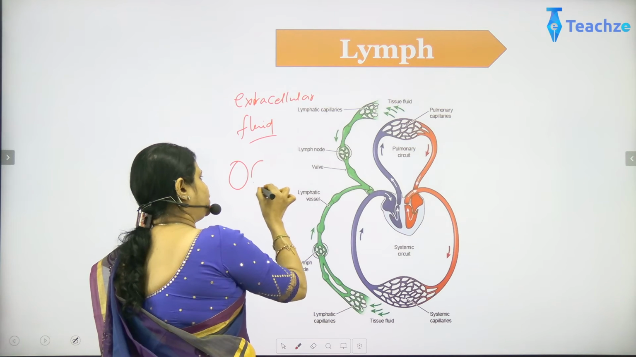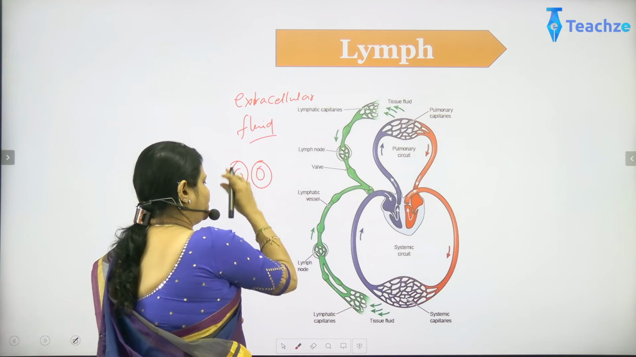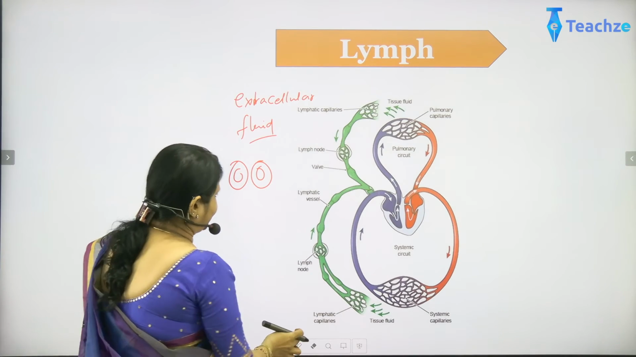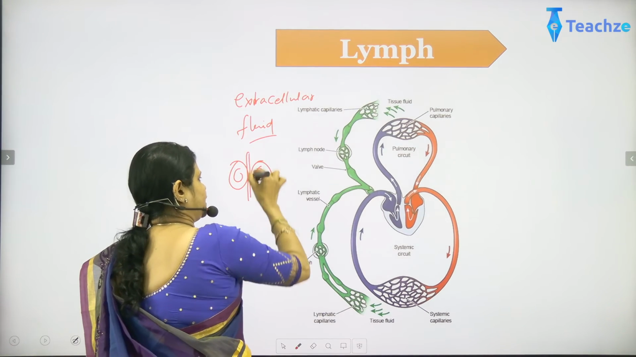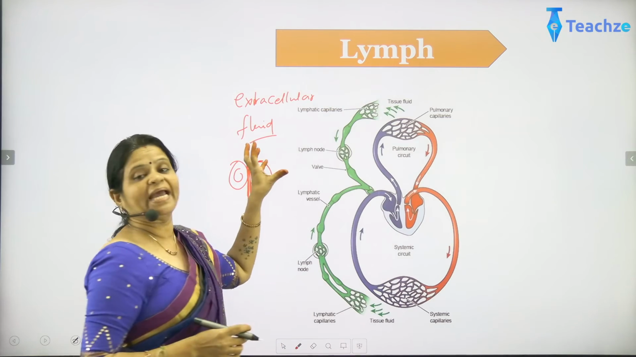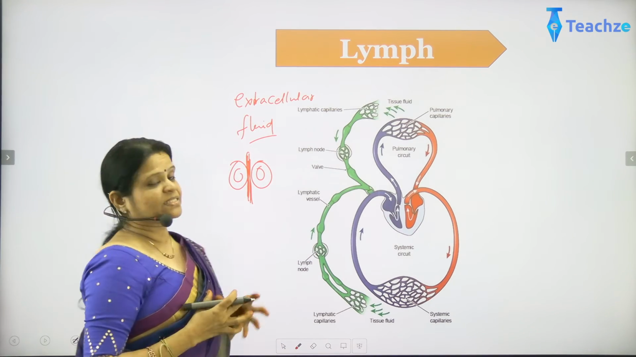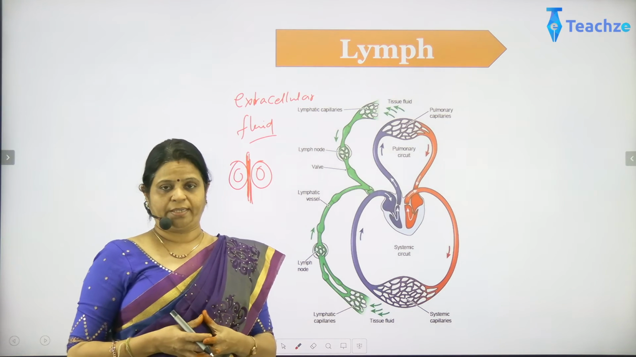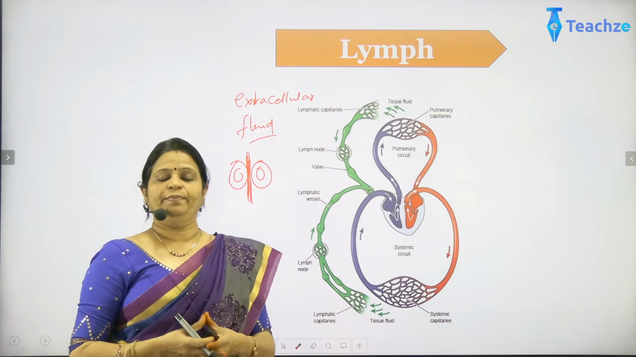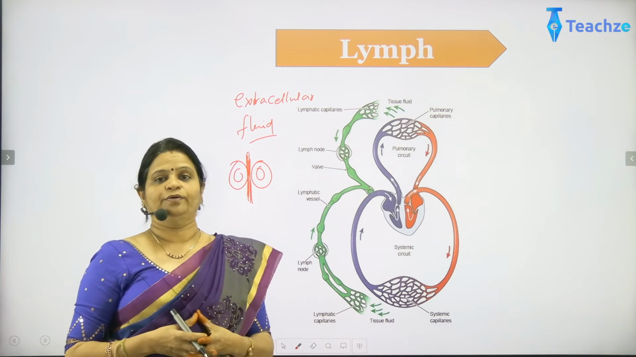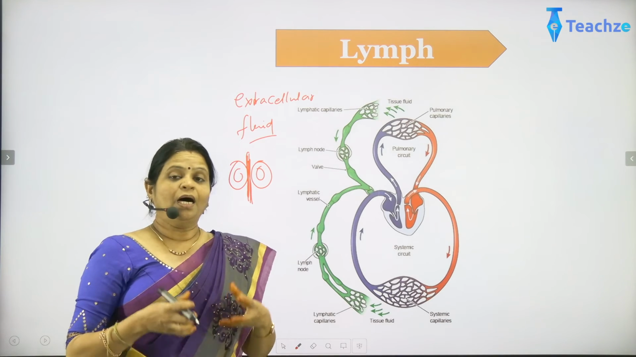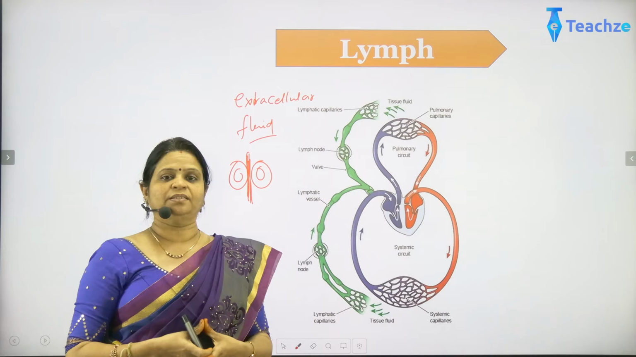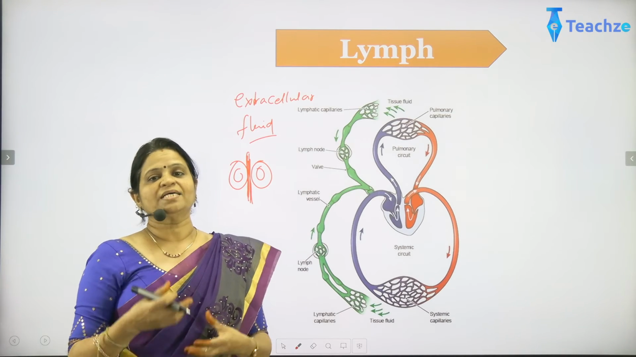So if I am looking at two RBCs here, whatever extra substances come out, they all come and fill this particular gap. Now the gaps are all filled with the excess fluid. Now that excess extracellular fluid, we give the term lymph. Now why is lymph important? So lymph is also important because it has these kind of cells which help in immunity. Apart from that, it also picks up waste products, especially the fat products, which have to be digested.